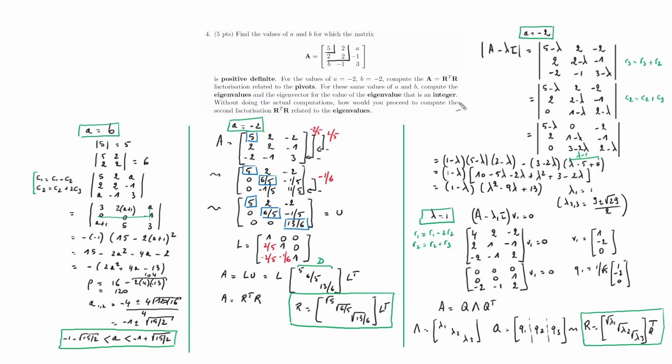And to obtain this R transpose R factorization, you can see that you have to take a diagonal matrix in which you stack the square roots of the eigenvalues. This is not a problem. The matrix A is positive definite, so the eigenvalues are all positive, times Q transpose.